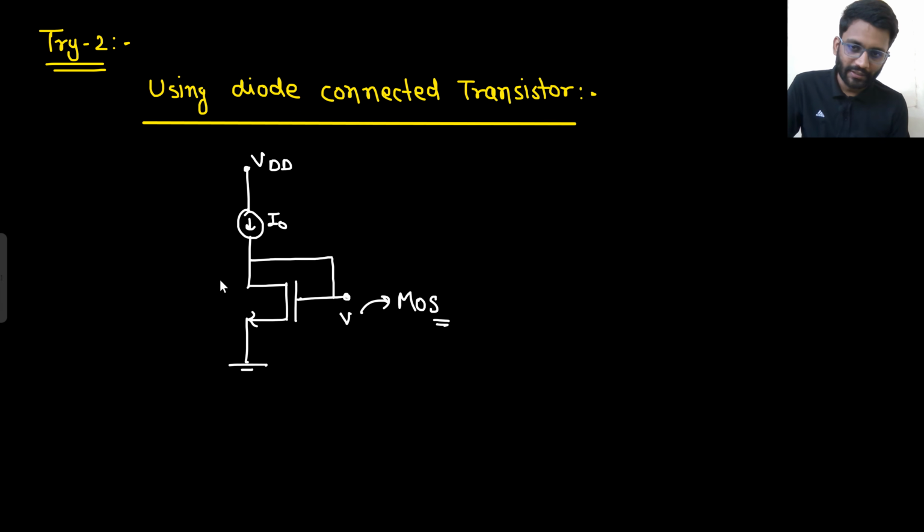So what is this I naught? This I naught will be flowing here because there will be no current coming in this path, and there will be no current here as well. So there is zero current here. So let's find out the voltage V. What would that voltage V be?